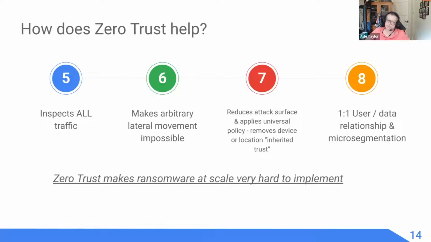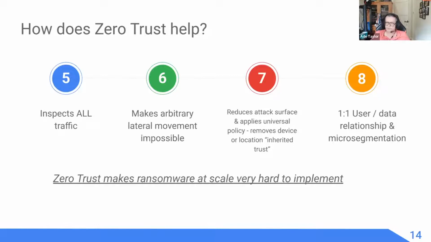So we inspect all traffic. That's important. Easier said than done, right? But we need to have visibility of everything everywhere at all times, and that is one of the ways in which we address this threat of encrypted malicious actors and encrypted malware. We stop lateral movement entirely.